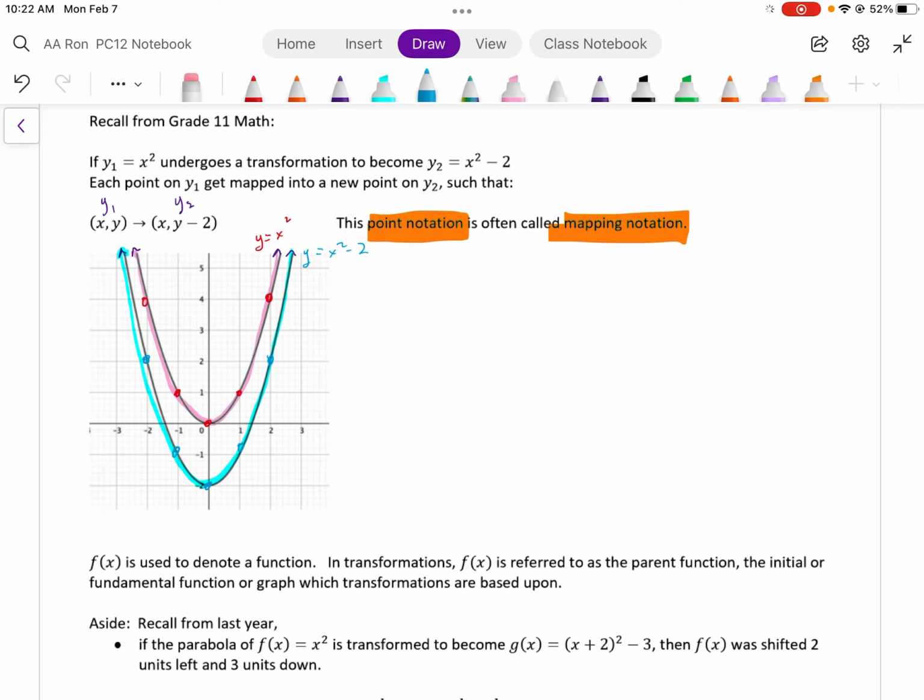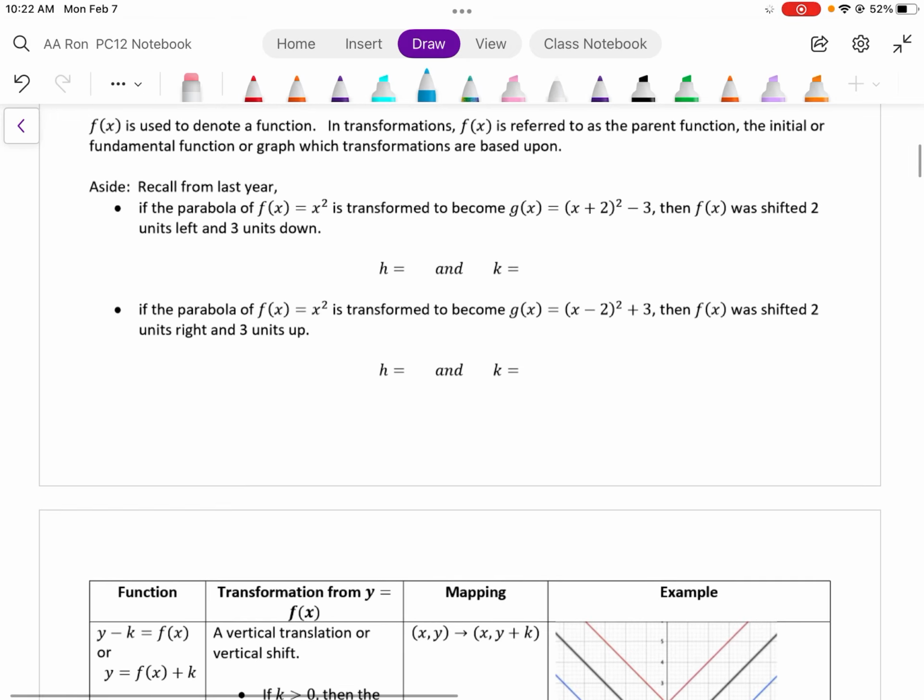So we're able to symbolize this in our mapping notation. F of x is to denote a function. In transformations, when you see f of x, think of it as the parent function or the initial or fundamental function upon which all transformations will be based. So recall from last year, if a parabola of f of x is equal to x squared is transformed to become g of x is equal to, open brackets, x plus 2, close brackets, squared minus 3, then f of x was shifted 2 units to the left and 3 units down.